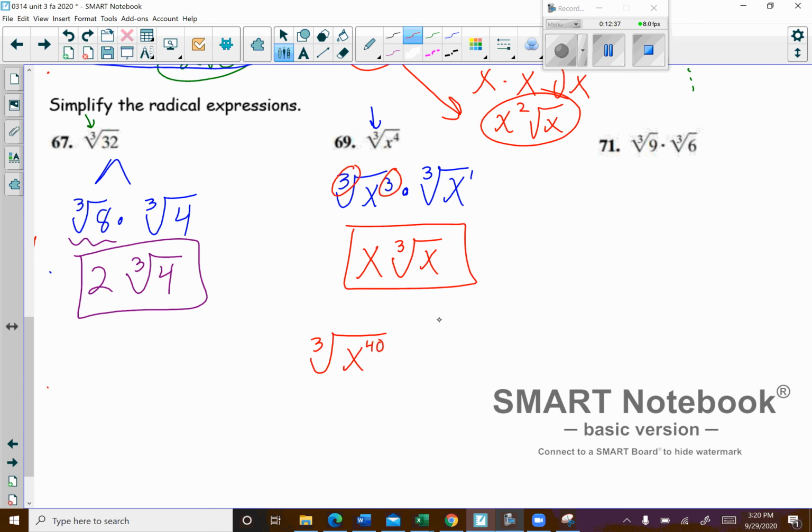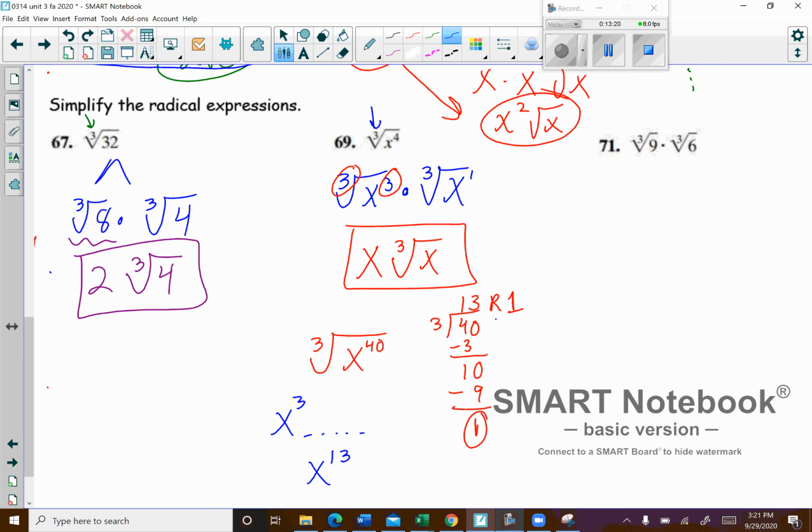So what you can do instead is figure out how many times 3 goes into 40. 3 divided into 40 goes 1, subtract 3, carry that down, I have 10. So 3 goes into 10 three times. Subtract the 9, that'll leave me with 1. That's my remainder. So 3 goes into 40 13 times. What that's telling me is I would have x to the power of 3 thirteen times, right? And so I could cube root that 13 times, and I'd end up with x to the power of 13.